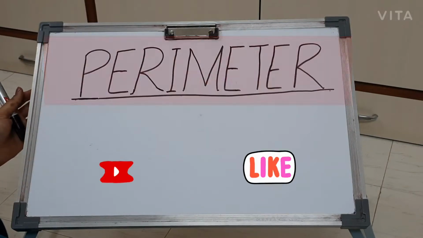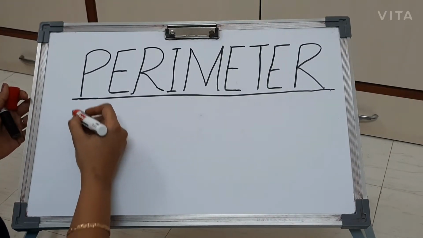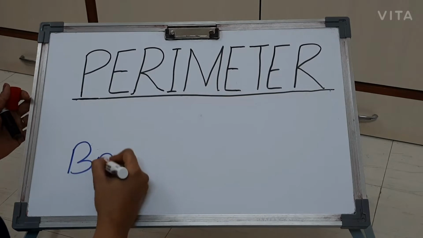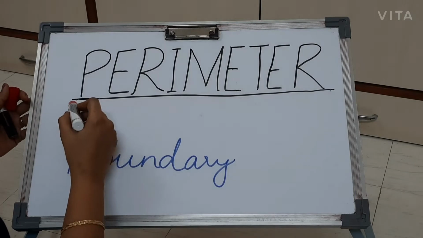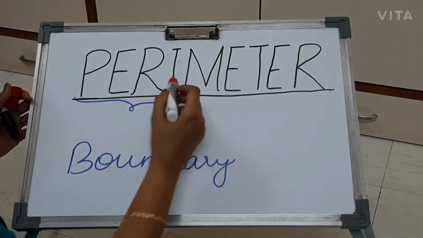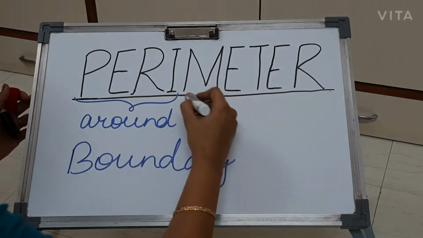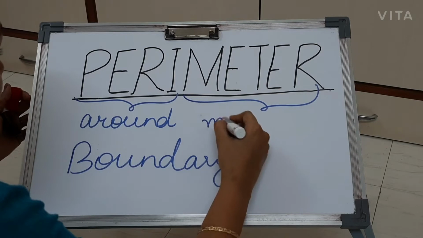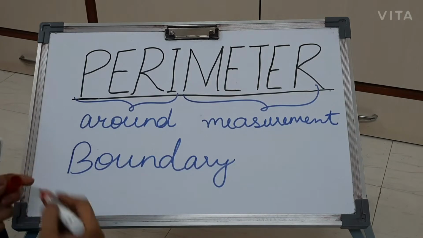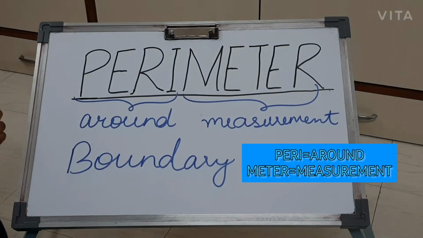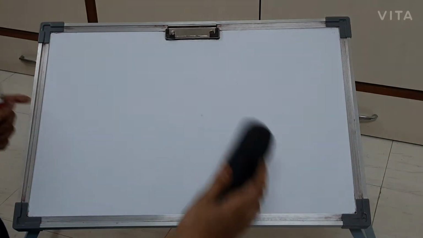Today, the perimeter. What is the perimeter of a figure? Perimeter of any figure means the boundary of the figure. Let's start with this word peri. Peri here means around. Around means you can understand the boundary wall, and the meter here means measurement of anything. Okay. So let's discuss the perimeter of rectangle, square, equilateral triangle and so on.